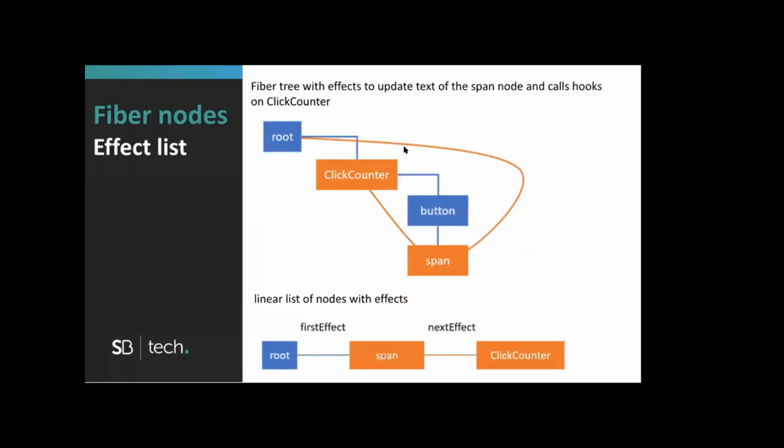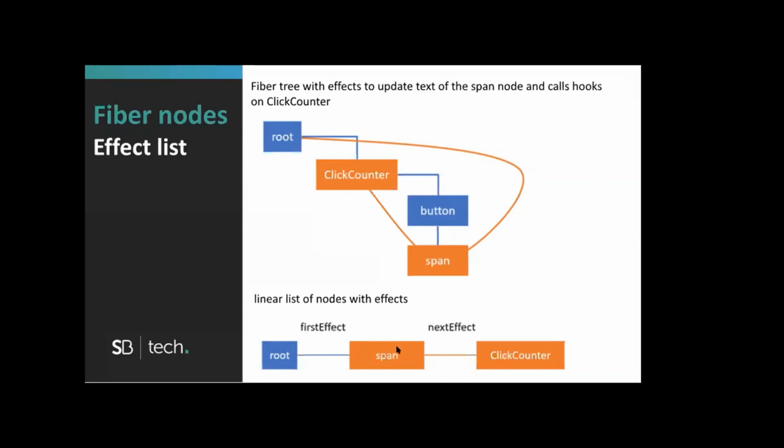So this is where the execution of the Fiber nodes traveling between components to do an update faster happens. You can see the Fiber tree effects to update the text of the span node and call hooks on the click counter. So you can see from the root, it goes to the span first and then it goes to the parent. So this is where the effect starts. You can see the first effect will go to the span, the second effect will go to the click counter. This is happening on top of the linked list structure. As I have shown, it's using a singly linked list. So it is basically trying to do it like this.